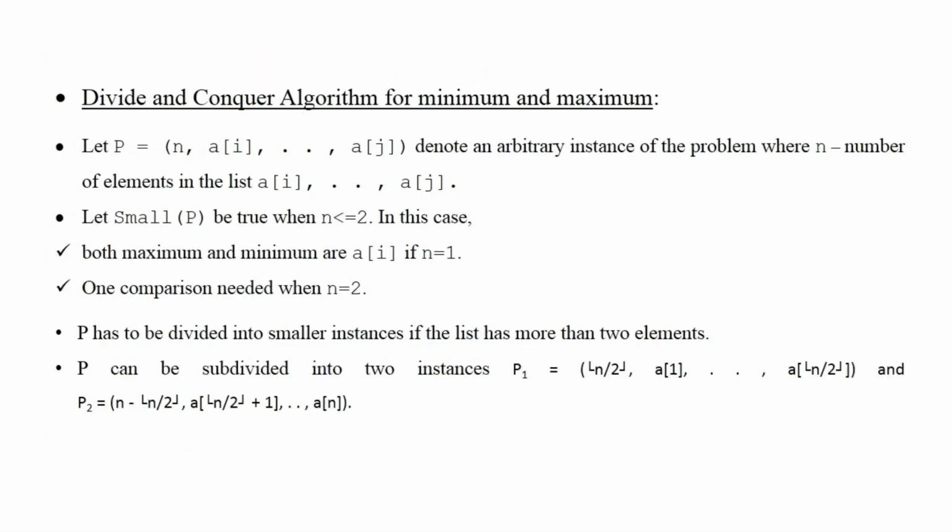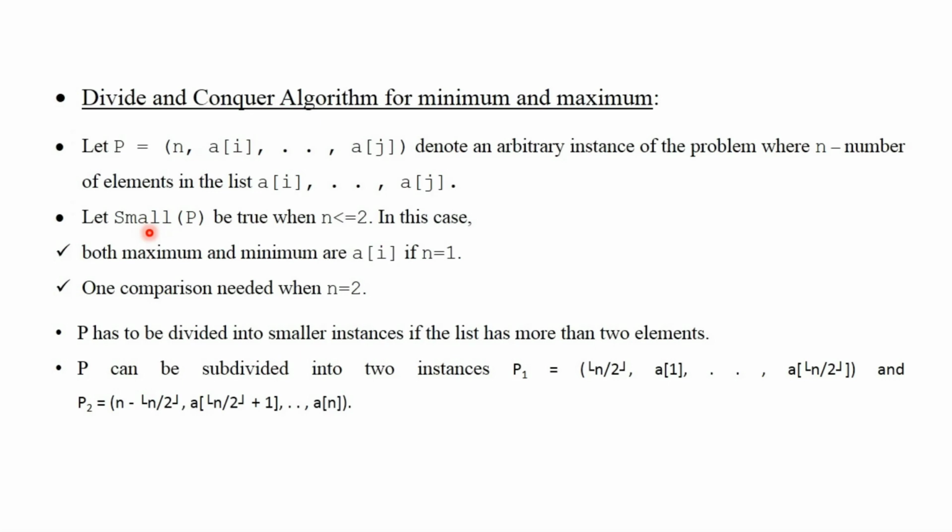Now let us see how the divide and conquer algorithm will be done to find out the same problem, that is minimum and maximum for a given list of n elements. So if p is equal to, that is n is the number of elements in the array and the array starts from I until the index j, we are going to define this as an arbitrary instance of the problem. So we have to define what is the smallest instance of the problem.